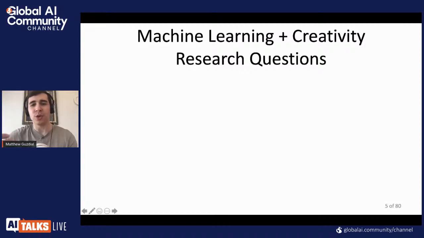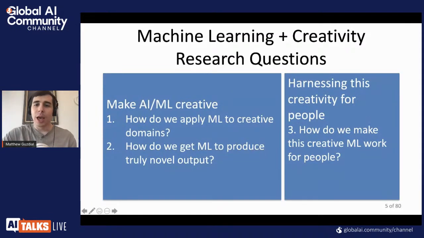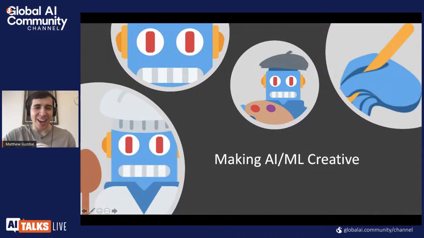So that leads naturally to a few research questions that I pursue in my work. In terms of making AI/ML creative, the first section there: how do we apply machine learning to creative domains? That's not as obvious as it might sound, as creative domains have all these interesting little quirks, like having relatively small amounts of training data and being very varied, versus a lot of things that we would typically apply machine learning to. And how do we get machine learning to produce truly novel output? Not just sampling near the average or the median of a distribution, but producing things that are entirely novel from things we've seen before? And then the third question, which has to do with harnessing the creativity for people: how do we make sure this creative machine learning can work for people?